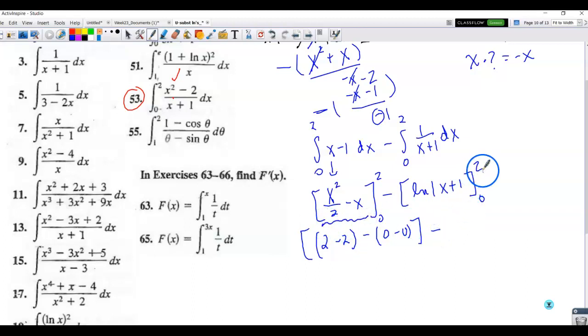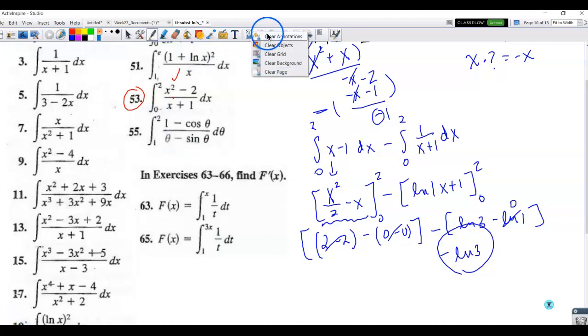For the second term, same thing, upper bound goes in, and I end up with ln of 2 plus 1, which is 3. Substitute 0, upper bound minus lower bound, ln of 1, which is 0. So this is a 0, this is a 0, this is a 0, so I end up with minus ln of 3. That's number 53.